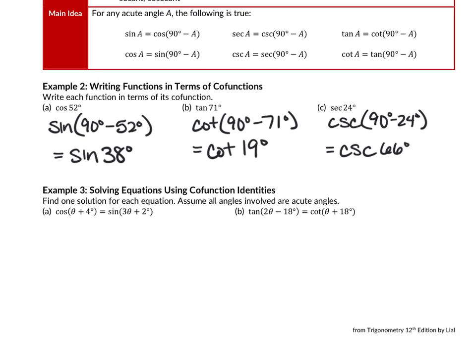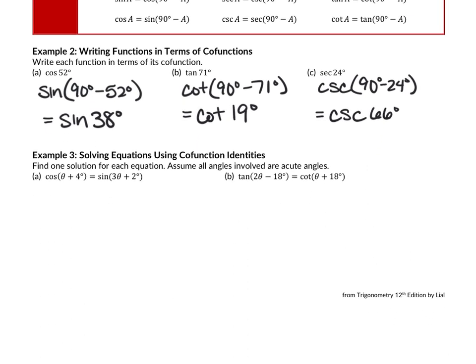But what we can do with these cofunctions is actually use them to solve complicated identities. We're going to find one solution for each equation and assume all angles are acute angles, which keeps us in the realm of what we're learning about today. So if we have cosine of theta plus 4 degrees equal to sine of 3 theta plus 2 degrees, I know that these two functions are cofunctions, which means their angles are complementary. Complementary angles must add up to 90 degrees. So all I'm going to do is take the angle measurement out of cosine and add the angle measurement from the sine, and know that this has to be equal to 90 degrees.